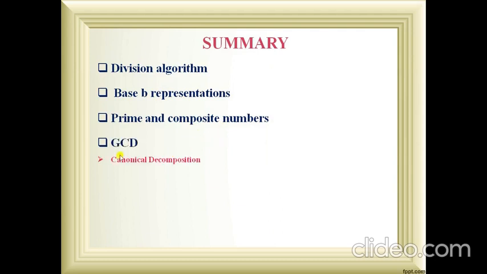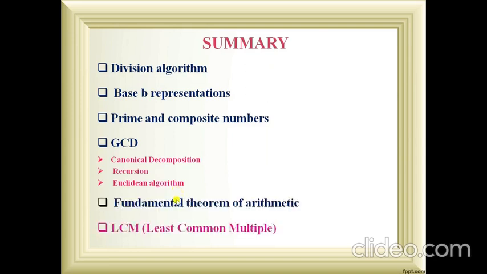And GCD: for finding the GCD we saw 3 categories. Canonical decomposition, when only 2 terms are there. Regression, when there are more than 2 terms. The Euclidean algorithm, by using which we write the GCD as a linear combination of the numbers themselves. Next is the fundamental theorem of arithmetic. The last one in this video, we discussed the LCM, least common multiple. These are all the topics in our first unit.